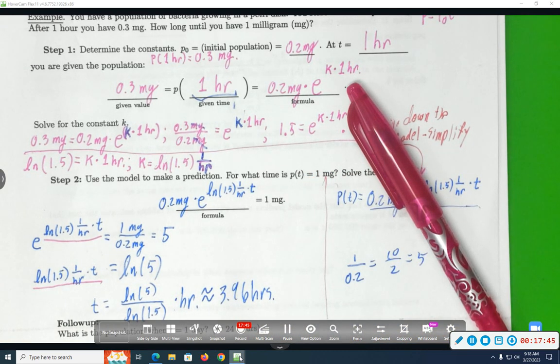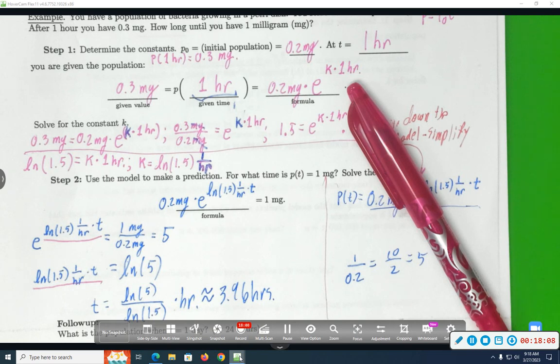So after approximately 4 hours, I'll just round that off to 4 hours, the population will be at 1 milligram. Does that feel okay? So that's one thing you can do with this sort of model. You can figure out how long it will be before the population hits some amount. Here's something easier you can do.